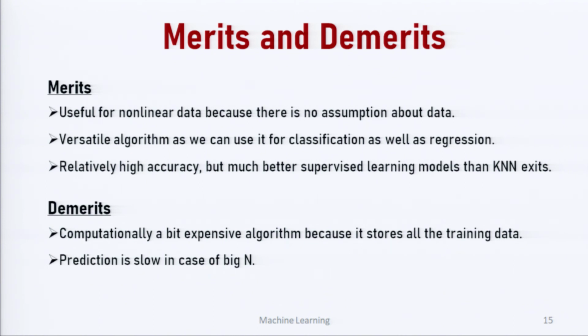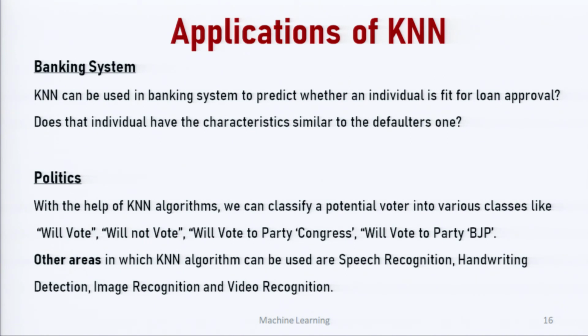What are the demerits of this KNN algorithm? Basically, it is computationally a bit expensive because it stores all the training data. Second, prediction is slow in case of a big number of samples. Suppose the data set has samples in large quantities, then the prediction may take some time to give the solution. So, it is a slow process, and that is the drawback of this KNN algorithm.